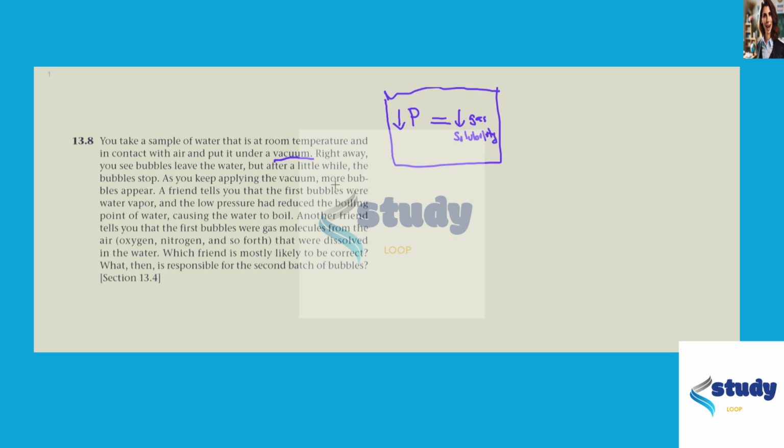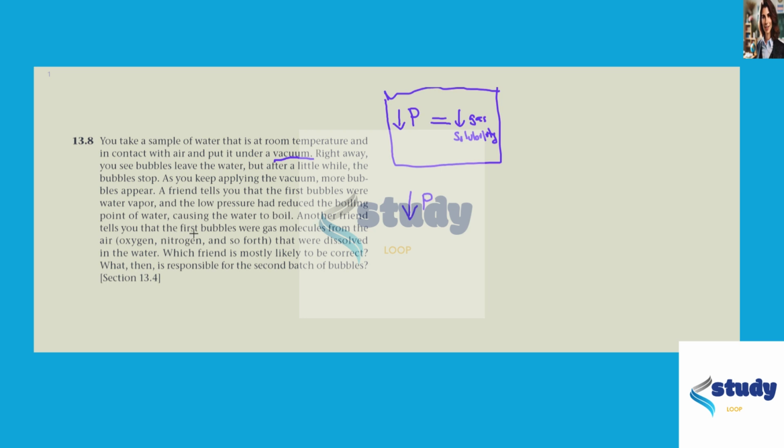So now that we're thinking about that, let's read what's going on. So right away we see bubbles leave water. That's perfect. That's exactly what we should expect to see. As pressure goes down, gas solubility goes down. As you keep applying the vacuum, so we're going to keep putting the pressure down, more bubbles appear. A friend tells you the first bubbles were water vapors, and the low pressure has reduced the boiling point of water, causing the water to boil.